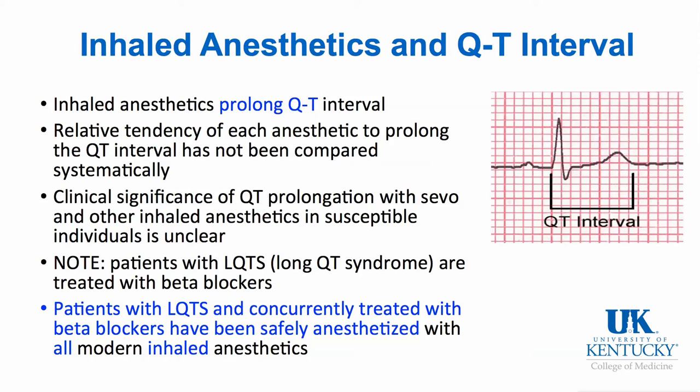But patients with long QT syndrome are usually treated with beta blockers, and it's been quite well shown that if those patients with long QT syndrome are concurrently treated with beta blockers, they've been safely anesthetized with all of our modern volatile anesthetics. So do volatile anesthetics prolong the QT interval? Yes, some. Is it a clinical problem? Doesn't seem to be a huge one.